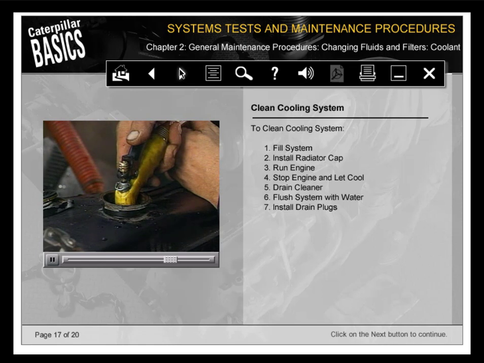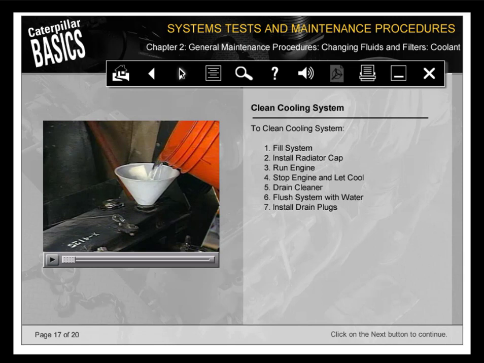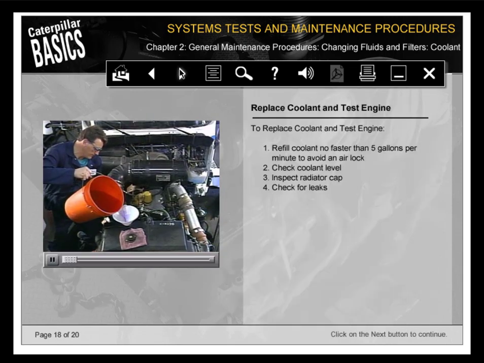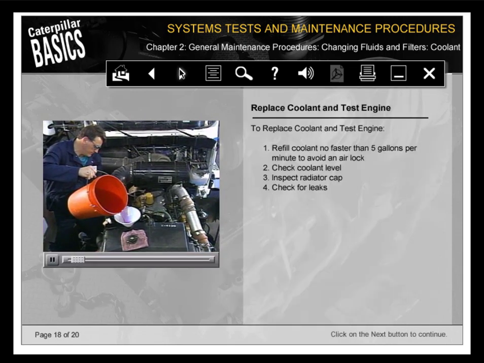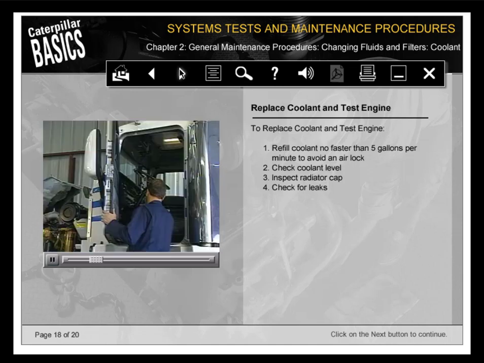Flush the system with water until it runs clear. Capture the water with an approved recycling container. Clean and install the drain plugs. Refill the system with pre-charged coolant, no faster than 5 gallons per minute.